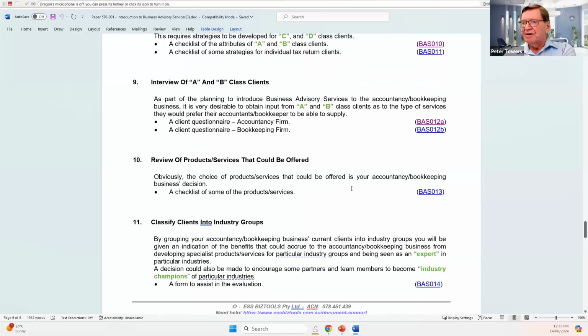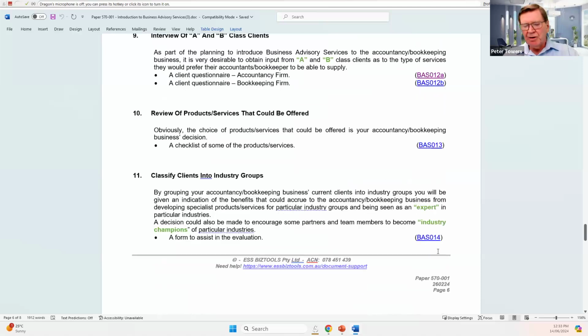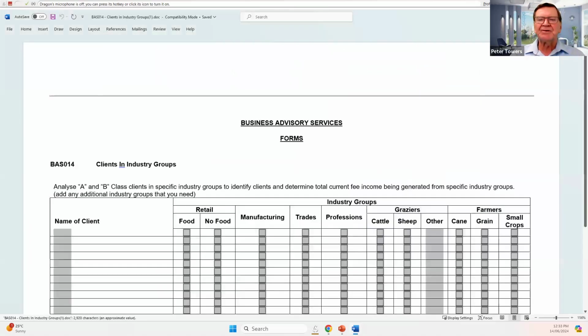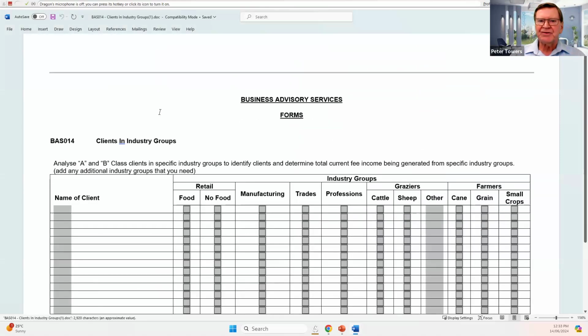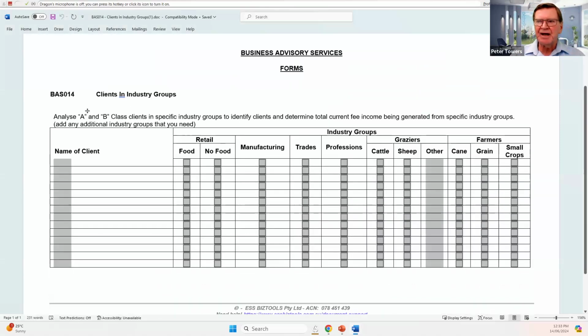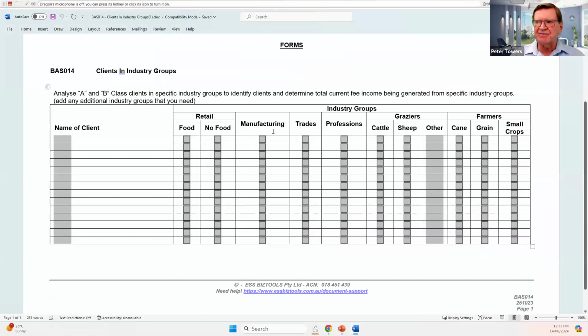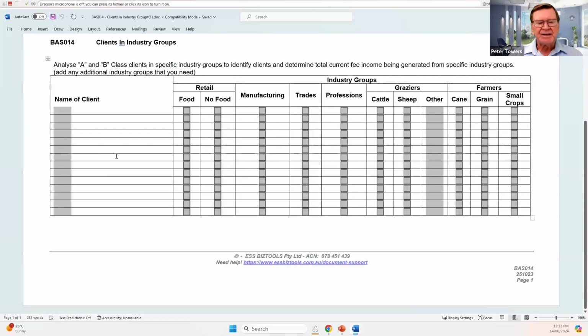The classification of clients into industry groups will help, because some of you may decide that what you should become is the expert on tradies, or the expert on medical firms, or the expert on physiotherapy. So this form that's on the screen now might help you to do that. You can go through and have your clients listed into retail, manufacturing, trades, professions, graziers, farmers, and add as many other categories as you like to that, and get them listed your clients. Because what I find in talking to accounting firm partners, a lot of accountants know this list for their own clients, but they really got no idea what the rest of the firm's got.